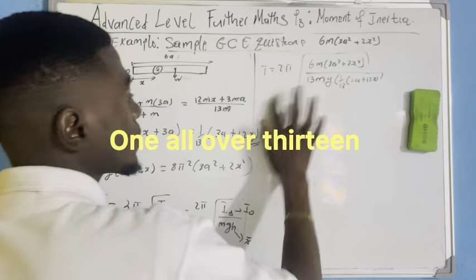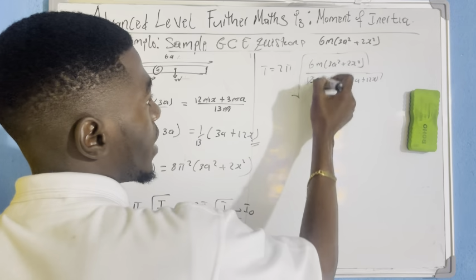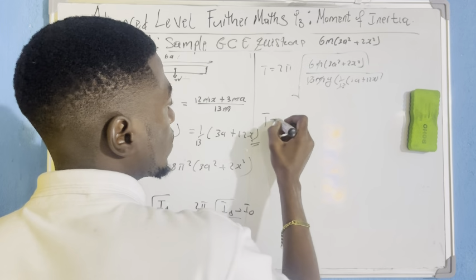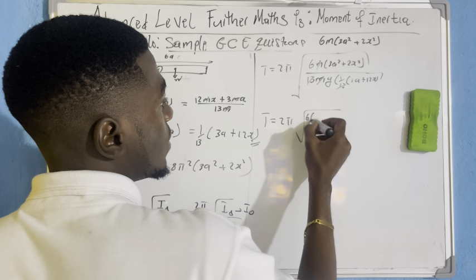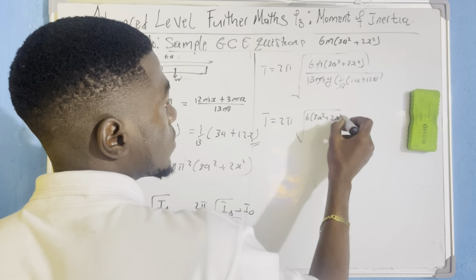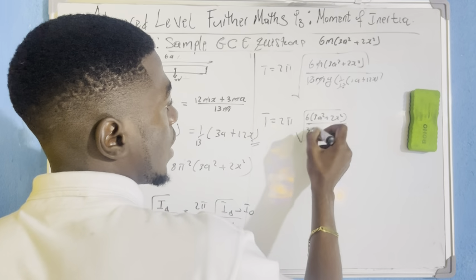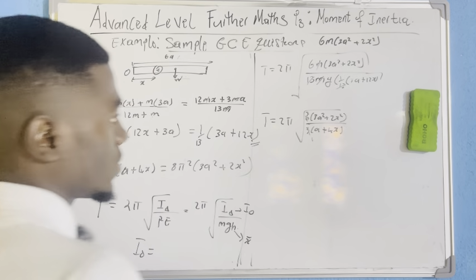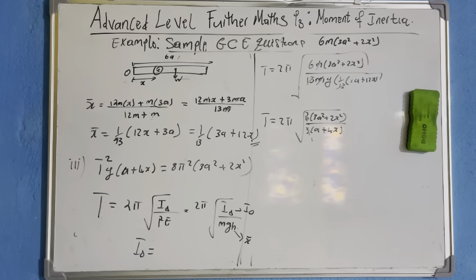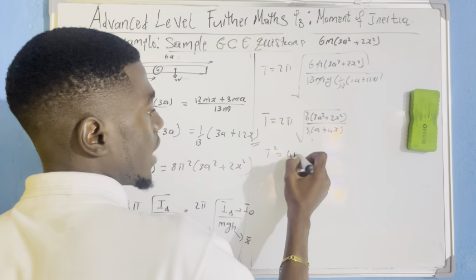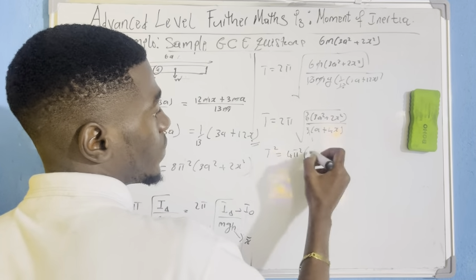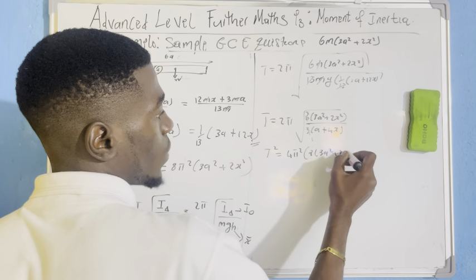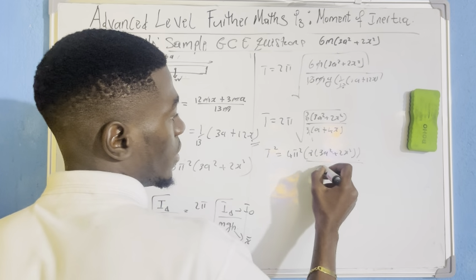So let us see if the proof will come out. 13 first of all cancels here, m cancels here. Then I can factor 3, I'll have 2 pi square root of 6 into 3a square plus 2x square, divided by, I can factor 3 here, I will stay with a plus 4x. 3 cancels here 1 time, 3 cancels here 2 times. Then if I square both sides, I'll have T square equals 4 pi square in bracket 2 into 3a square plus 2x square divided by a plus 4x.